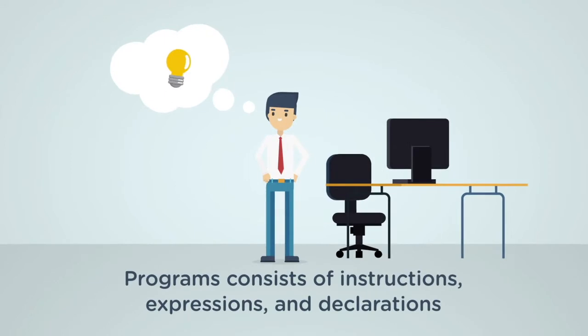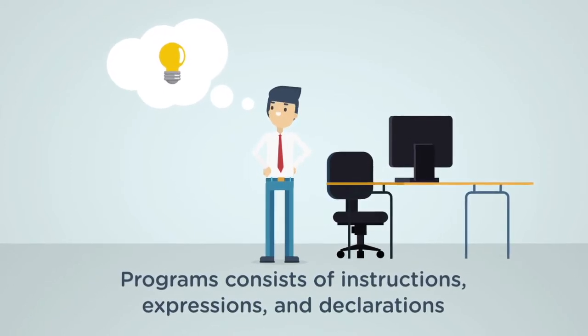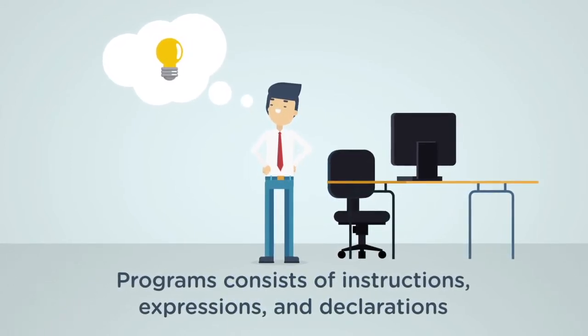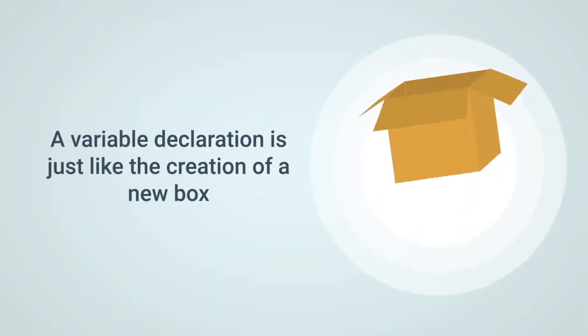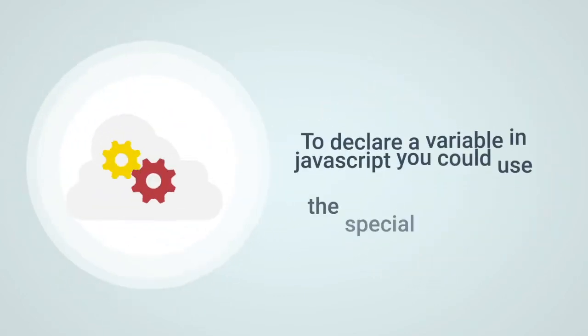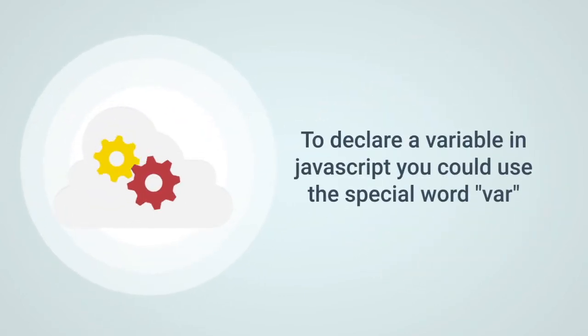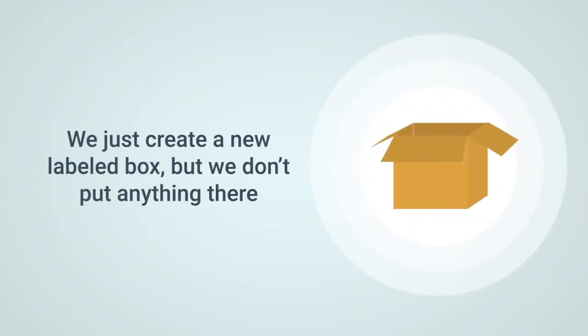As you remember, a program consists of instructions, expressions, and declarations. Let's see an example of a declaration. A variable declaration is just like the creation of a new box with the name we want. To declare a variable in JavaScript, you would use the special word var. Please note that when we declare a variable, we just create a new labeled box, but we don't put anything in there, so the box, or the variable, remains empty.